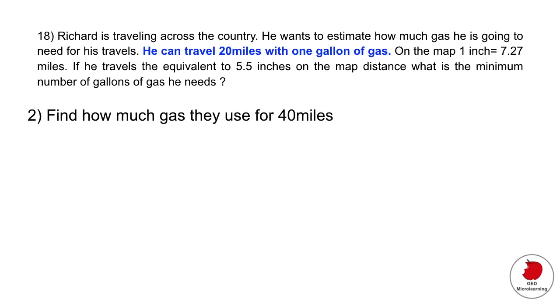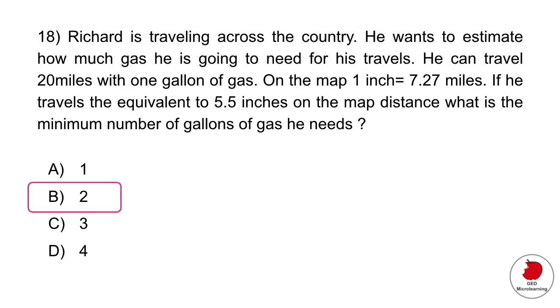And then part 2 would be to find out how much gas they use for those 40 miles. So it's telling us in the question that he can travel 20 miles with 1 gallon of gas. So 1 gallon of gas gives us 20 miles. Therefore, if we need to travel 40 miles, we need 2 gallons. Option B.